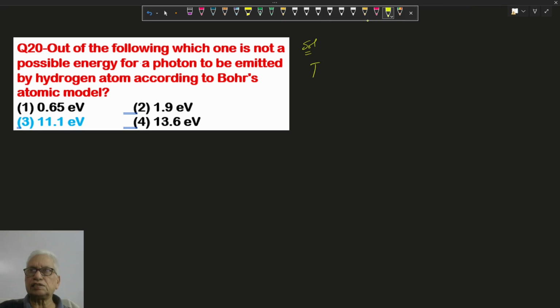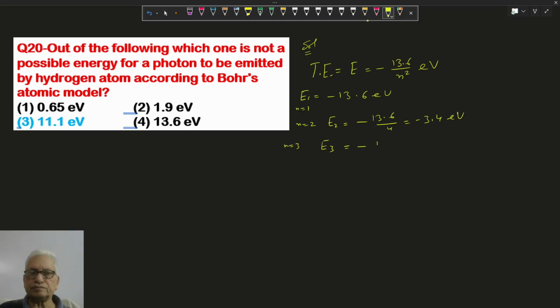Here in this question, we have to find which energy is not possible. Total energy E is given as minus 13.6 upon n square electron volt. If n is equal to 1, it is minus 13.6 electron volt. For n equal to 2, E2 is minus 13.6 upon 4, which is minus 3.4 electron volt. Similarly, n equal to 3 gives minus 1.51 electron volt. E4 will be minus 0.85 electron volt, and for n equal to 5, E5 will be minus 0.54.